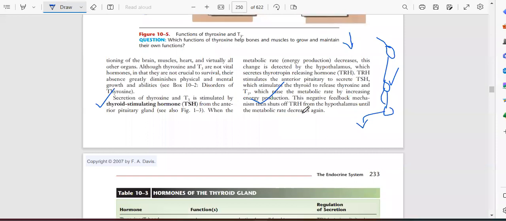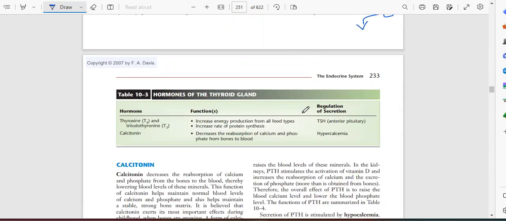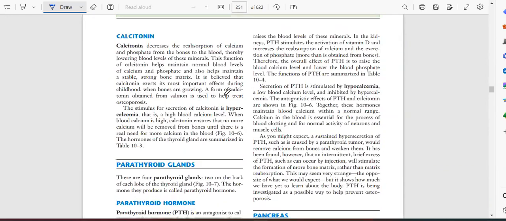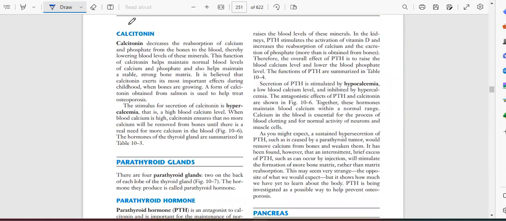So that's the reason: if the metabolic rate decreases, the information reaches the hypothalamus. If the metabolic rate increases more than that, it will stop releasing TRH. So that's how the thyroid will work. Next we have calcitonin. So how does calcitonin work?